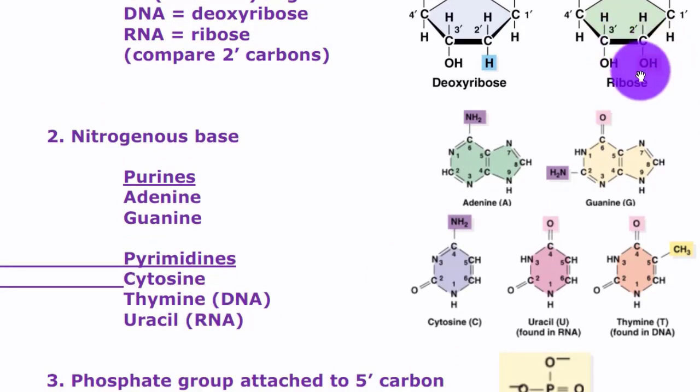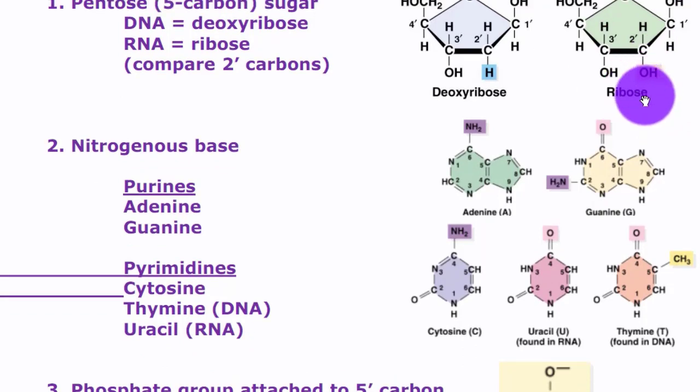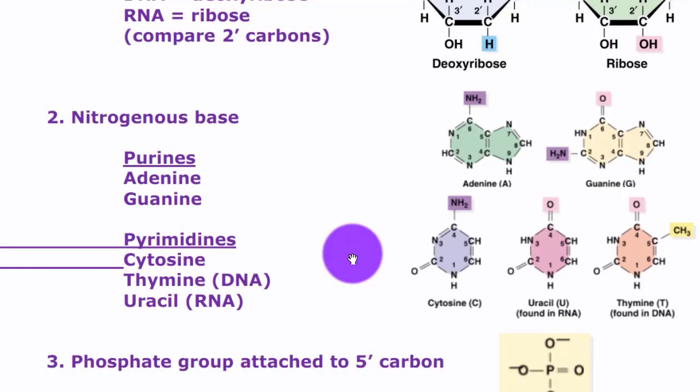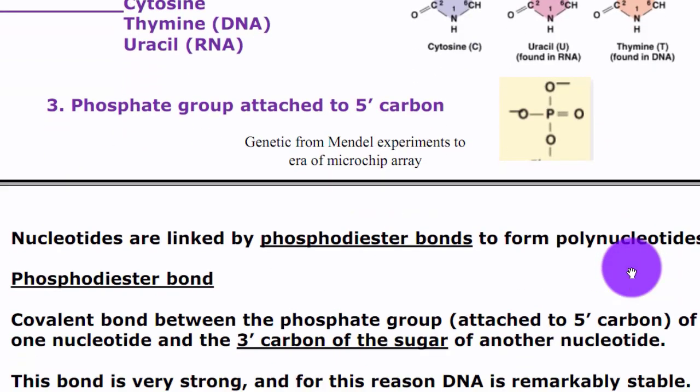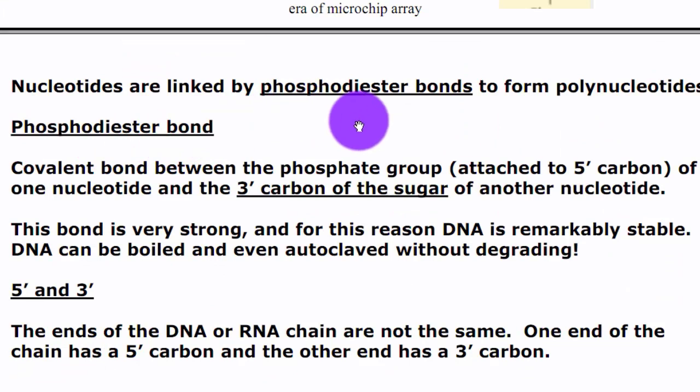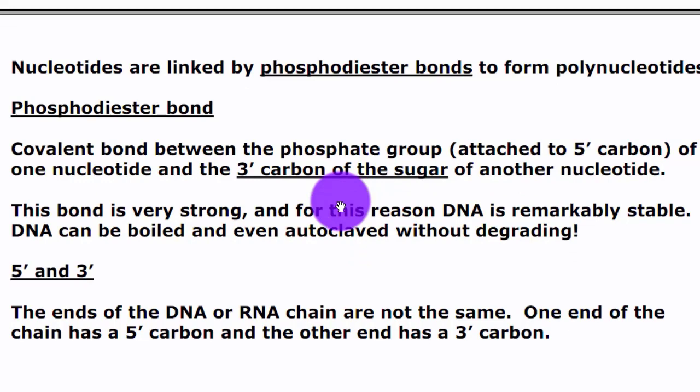The ribose, the 5 carbon sugar, and the nitrogenous bases. The phosphate group is attached to the 5 carbon. Nucleotides are linked by phosphodiester bonds to form a polynucleotide. A phosphodiester bond is a covalent bond between the phosphate group attached to the 5 carbon of one nucleotide and the 3 carbon of the sugar of another nucleotide.